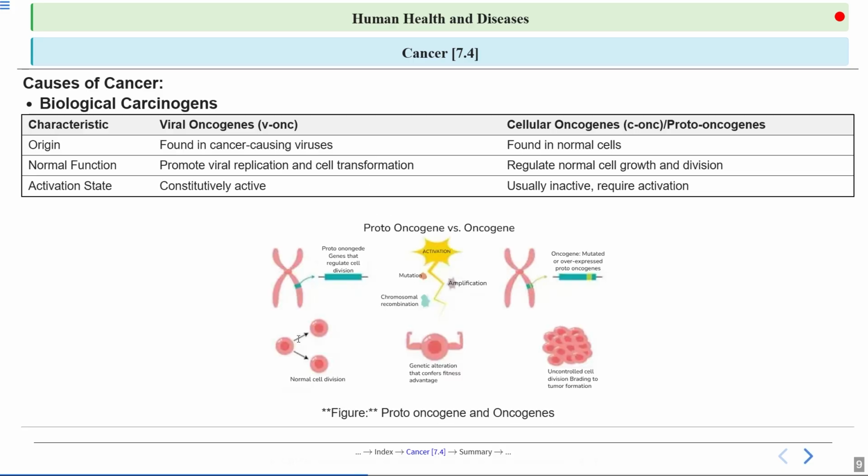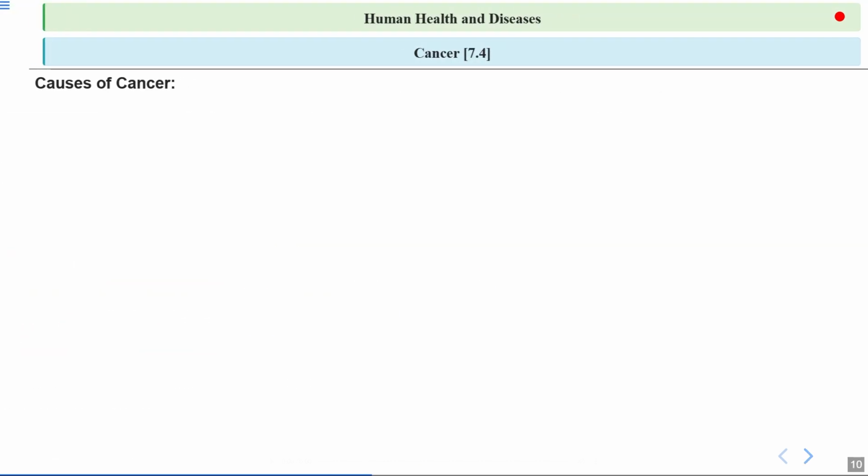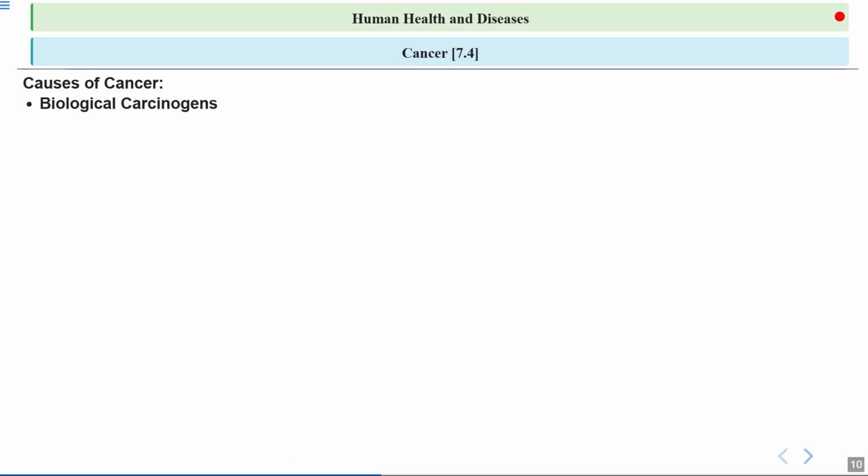Okay, here you can see in this image showing you proto-oncogene and the oncogene. Clear? So you can see here in this image how these oncogenes are activated and they can cause cancer. Okay, this is clear. Now proto-oncogenes get activated and they can cause cancer. Usually they are inactive, but due to certain change or due to certain stimulus, they get activated and they can cause cancer.